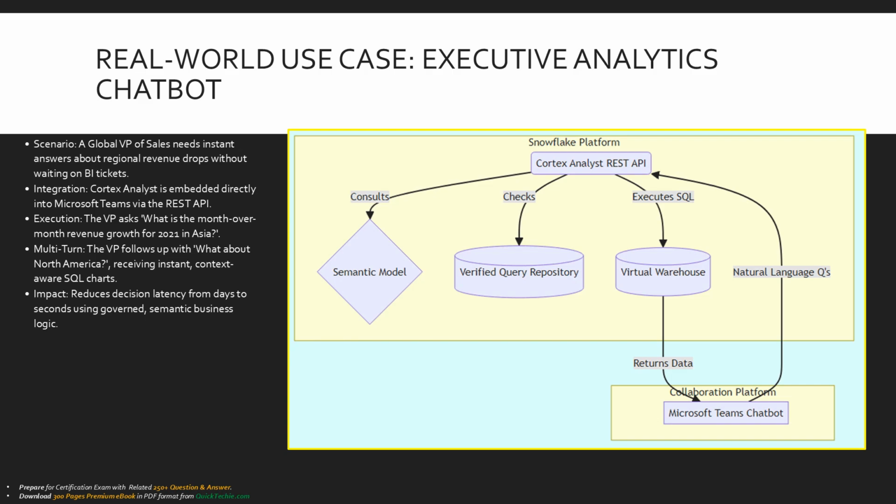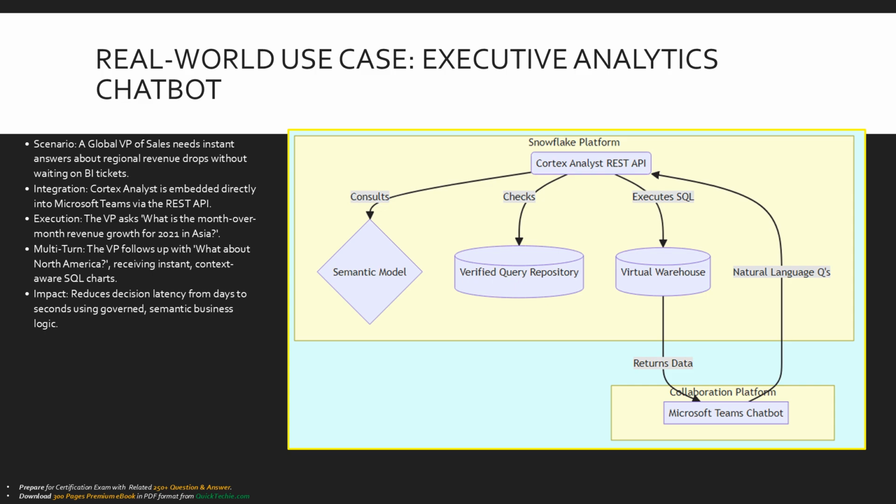Let's put this into a powerful real-world use case. Imagine a global VP of sales who needs to investigate a sudden quarterly revenue drop. Traditionally, they would submit a BI ticket to the data engineering team and wait days for a custom dashboard. Instead, your engineering team embeds Cortex Analyst directly into Microsoft Teams using the REST API. The VP simply opens Teams and types, "What is the month-over-month revenue growth for 2021 in Asia?"